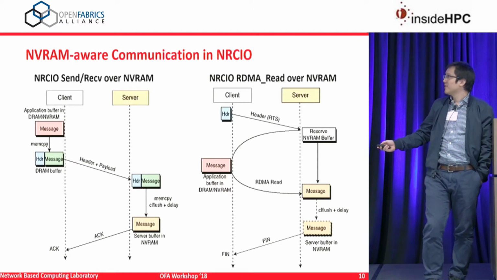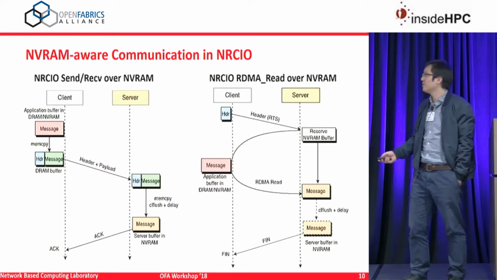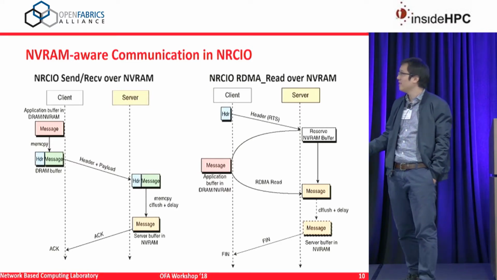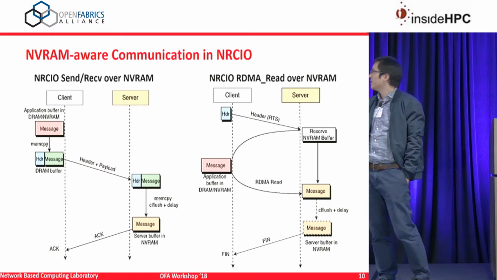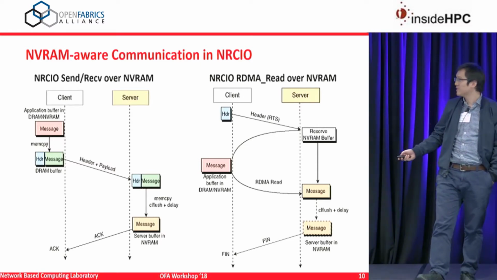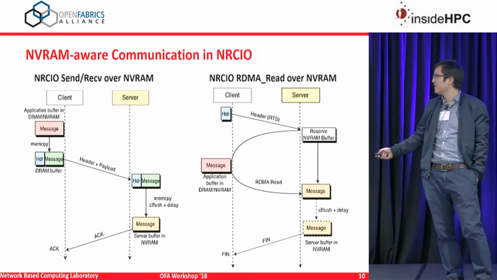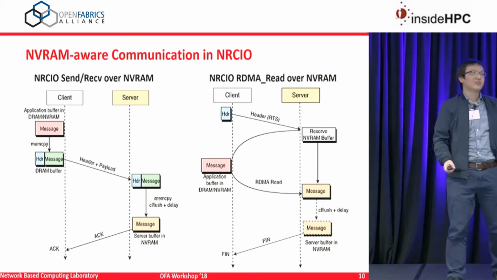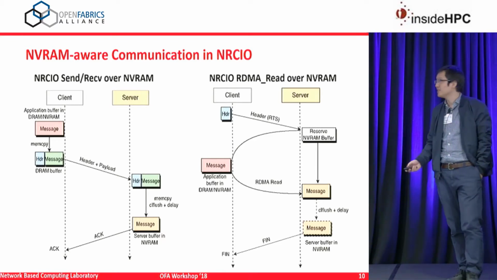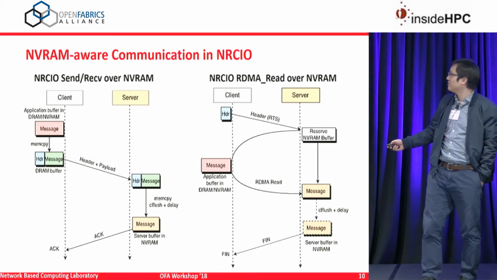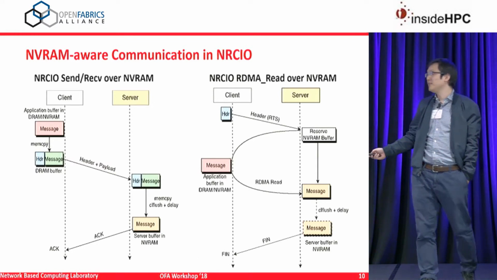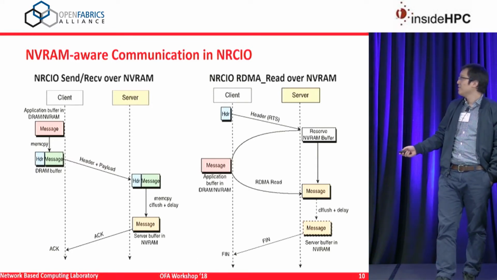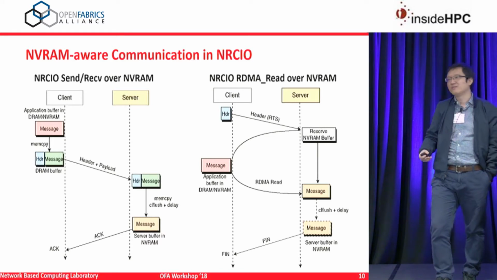Especially if you have a small message, like what we did in MPI with the eager protocol, we can copy that data into one buffer and then do the send. But before we send the acknowledgement, we make sure that this data has been flushed to your NVRAM to become persistent. Similarly, for the RDMA path, we are using RDMA read because RDMA read can make the semantics more clear.